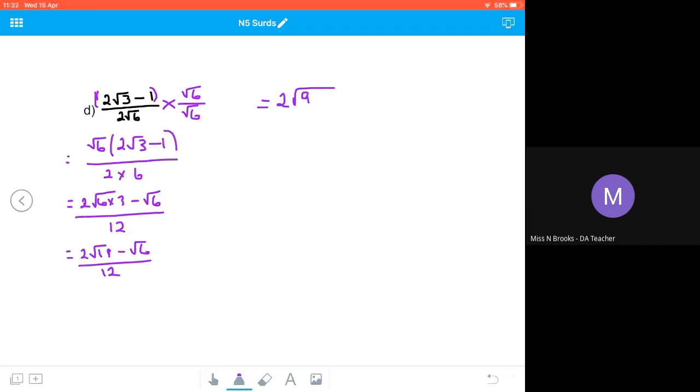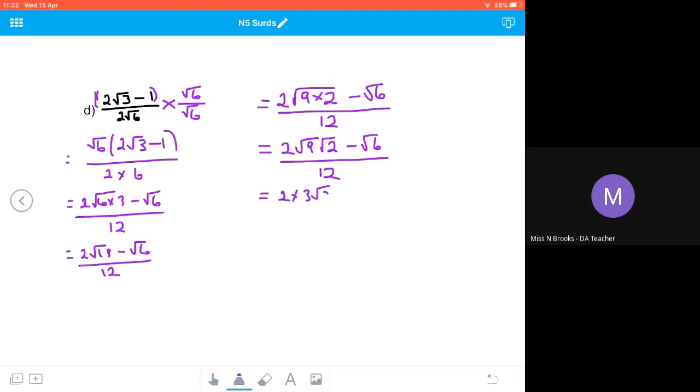So I'm going to write that as 2 root 9 times 2, take away root 6, all divided by 12. So my next step is 2, and that's root 9, root 2, take away root 6, all divided by 12. Now I need to replace my root 9 with 3, giving 2 times 3 root 2, take away root 6, all divided by 12. And 2 times 3 gives me 6 root 2, take away root 6, divided by 12.